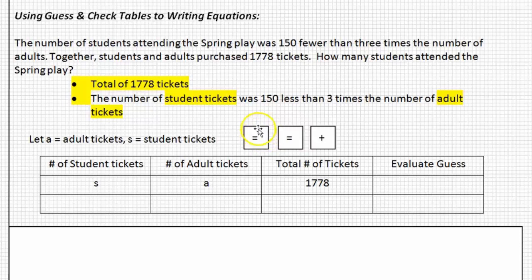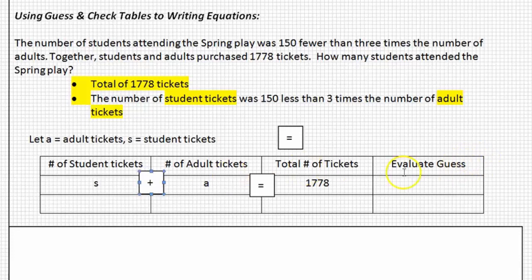So I'm going to take one of these. I've already prepared these. So I'm going to go ahead and put my equal sign here because that's the total number of tickets, right? So usually the equal sign goes before that. And I know that if I combine the number of student tickets with the number of adult tickets, that will give me my total, and the way that I combine things is by adding. So I'm going to put my addition sign here. So I've already written one equation: the number of student tickets, S, plus A equals 1,778.